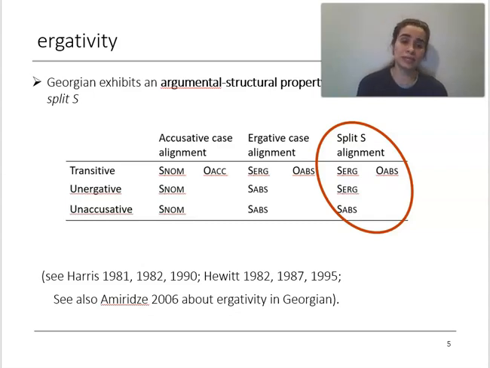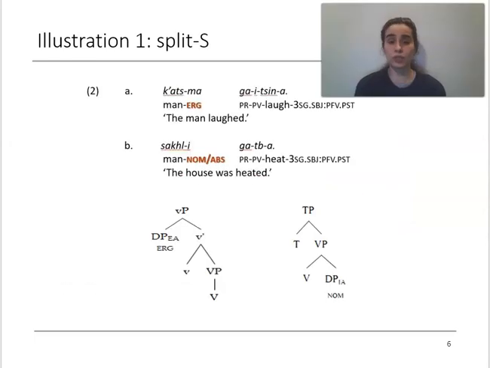But Georgian shows split S alignment. There has been a big debate, and you can consult these references afterwards, between Harris and Hewitt about ergative alignment in Georgian. Hewitt supported the idea that Georgian has ergative case alignment, while Harris supported the idea that Georgian has split S alignment. You can also see references given on this slide to get more information about the argument structural property of the Georgian language.